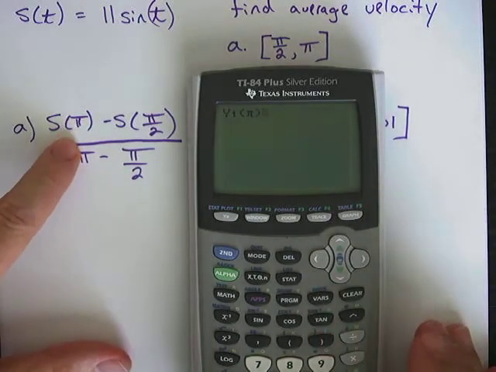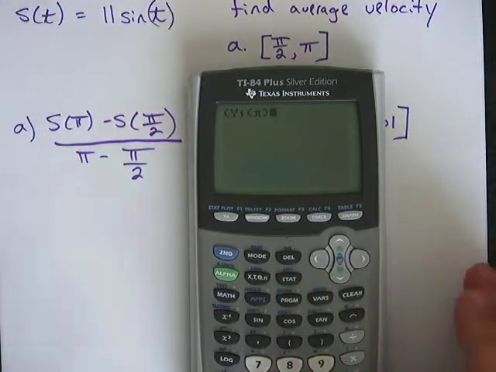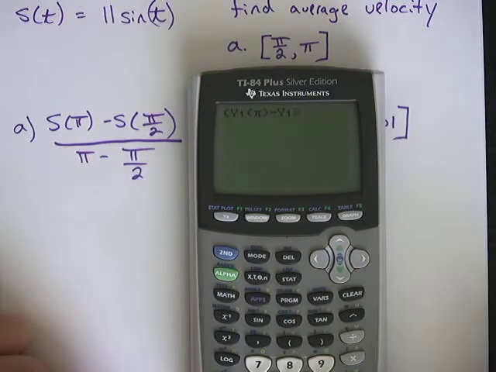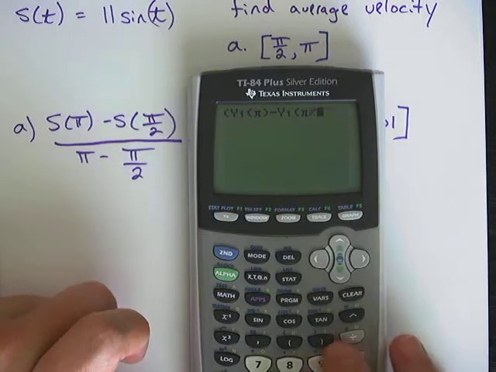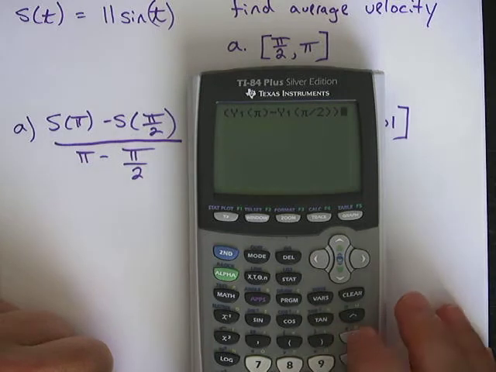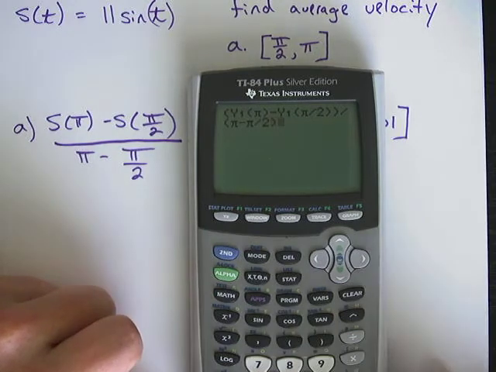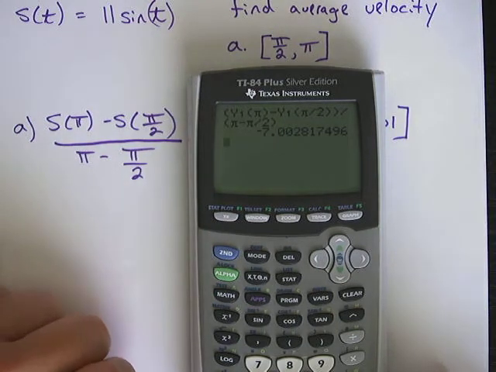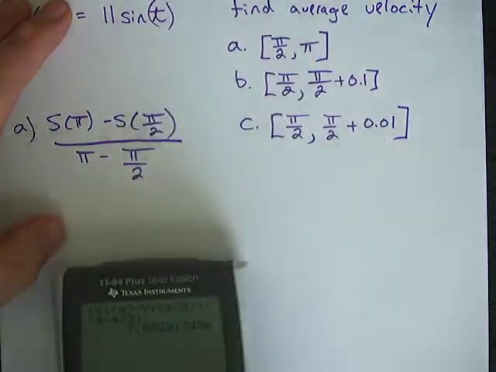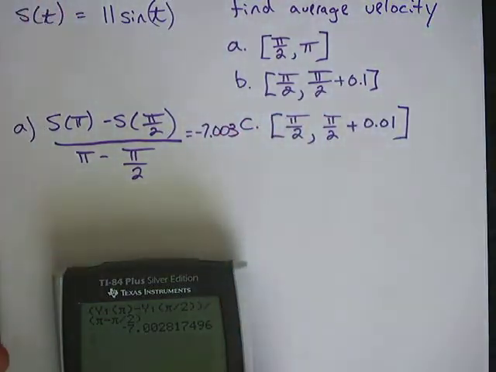Okay, s of pi or y1 of pi. I'm going to open a parentheses before this because we have a top and a bottom, so let's make sure we keep those separated. And then minus, let's do vars, y vars again, function, enter, and this time we'll type in pi over 2. Close the parentheses around the numerator of that function, and then divide, open parentheses, pi minus pi over 2. Okay, so it looks like our average velocity between those 2 points is negative 7.003.